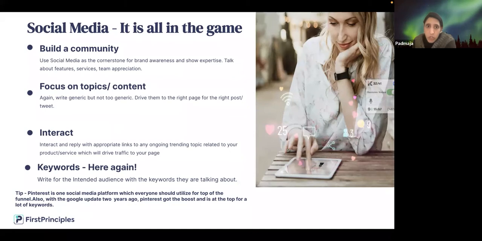The one tip I'm going to give you here is that everybody who is either having a product or a service should use Pinterest, right? And Pinterest is more for the top of the funnel social media. There was a Google update about 2 or 3 years ago, I'm forgetting, 2018, 2019, because of which Pinterest actually got into the top of the game in Google search engine. So whether Pinterest is the right medium or not, my suggestion would be have a Pinterest account, right? It is the best for top of the funnel keywords.